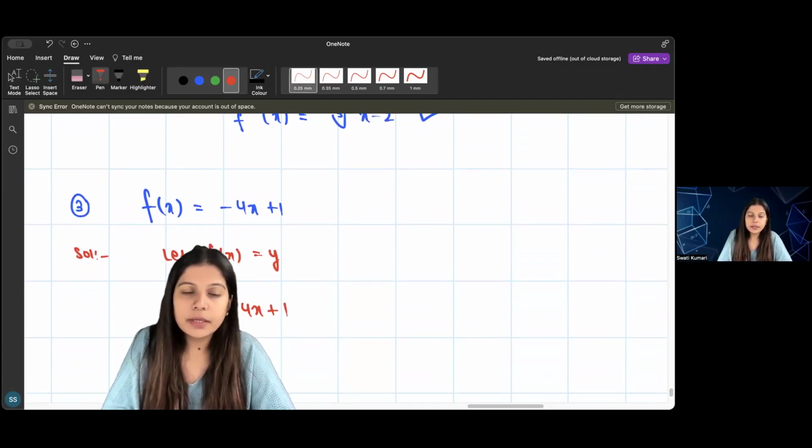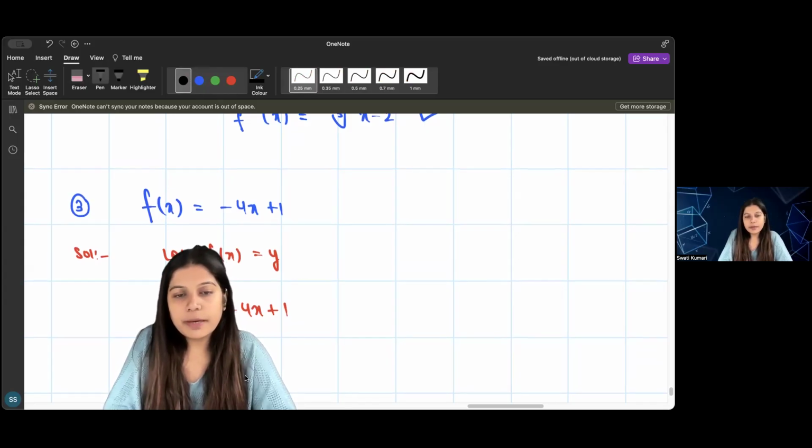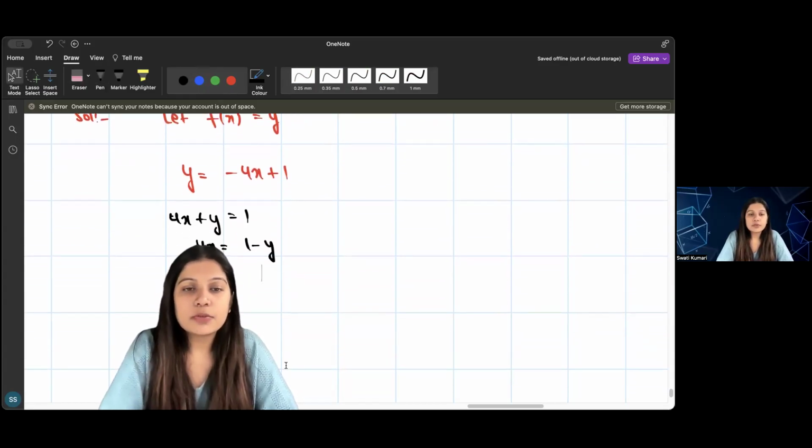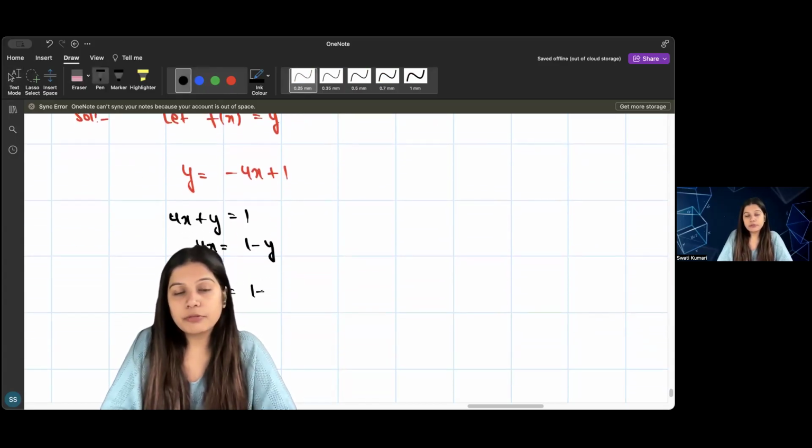From here, it will be simply y minus 1. Or if you want, you can do this. You shift the minus 4x to this side, so it will become plus 4x. y as it is equals to 1. So 4x will be 1 minus y. So x will be 1 minus y upon 4.